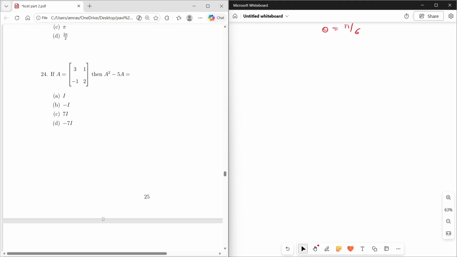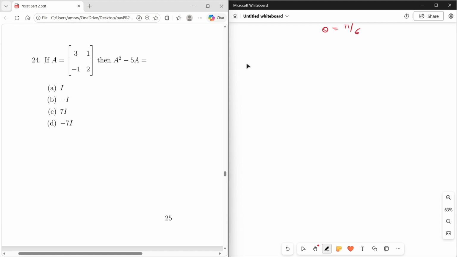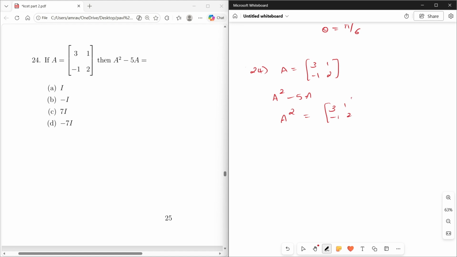24th question. The last question. A very simple question. The matrix A is equal to 3, 1, minus 1, 2. They're asking you to find out A square minus 5A. A very simple question. Just find out what is A square now. A square is equal to 3, 1, minus 1, 2 into 3, 1, minus 1, 2, minus 5 into 3, 1, minus 1, 2. So this is A square minus 5A.